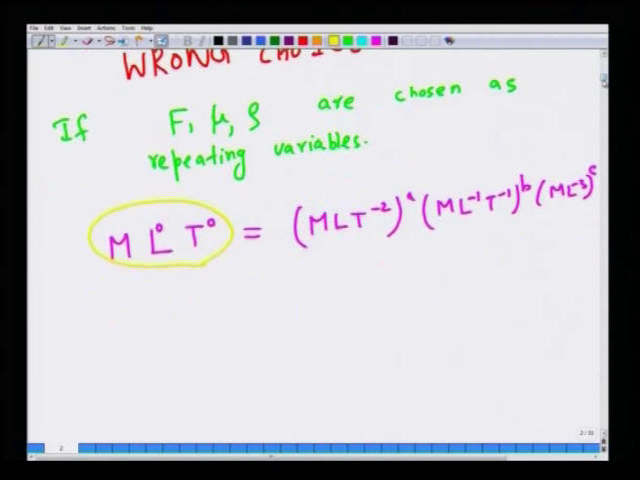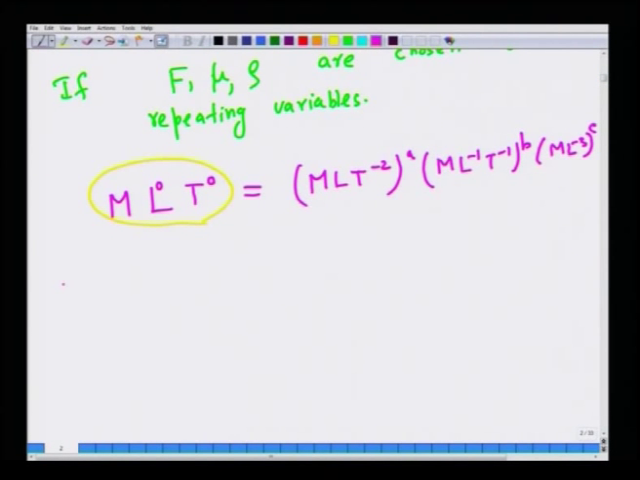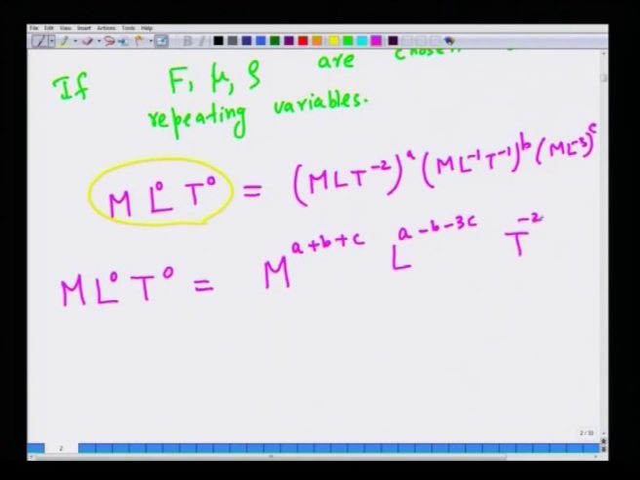Now, how are we going to proceed further? We are going to equate. Let me expand these powers out. I can write this as M to the power a plus b plus c, L to the power a minus b minus 3c, T to the power minus 2a minus b. If these two expressions are dimensionally equal, then the exponents must match.